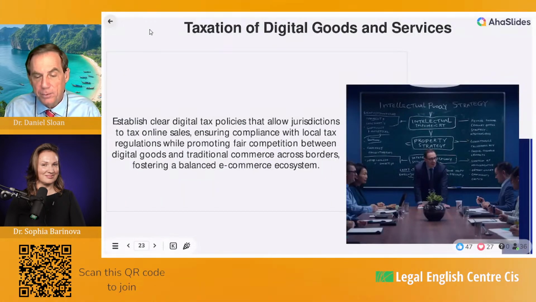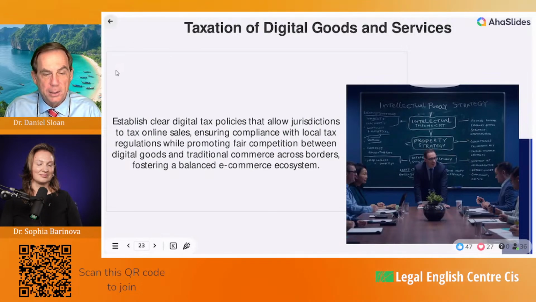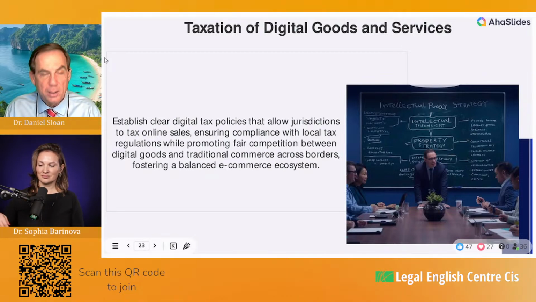So what about taxation of digital goods and services? That's an important thing to know. So we want to establish clear digital tax policies that allow jurisdictions to tax online sales, ensuring compliance with local tax regulations while promoting fair competition between digital goods and traditional commerce across borders, fostering a balanced e-commerce ecosystem. So in America, we have different taxations depending upon which state and which county or even city, municipality. So it can be very complex to have those taxes, and it's something that you need to take seriously because you don't want to be liable, or you don't want your client to be liable for those taxes.